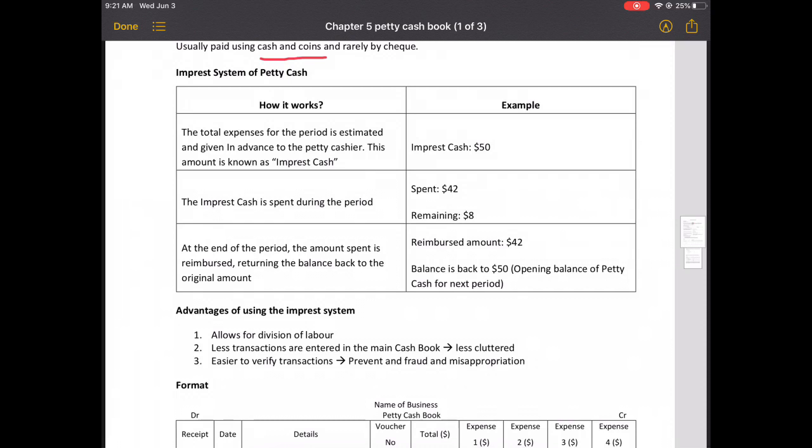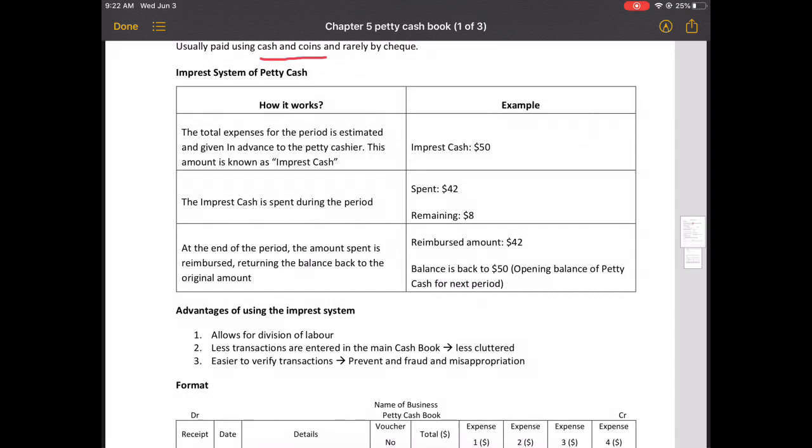Thirdly, it's easier to verify transactions to prevent fraud and misappropriation. So if one person is in charge of the petty cash book, it's easier for you to prove that an expense has actually happened, or if anything goes wrong, it's easy for the owner to find out what happened. They can just ask this one person who is in charge.